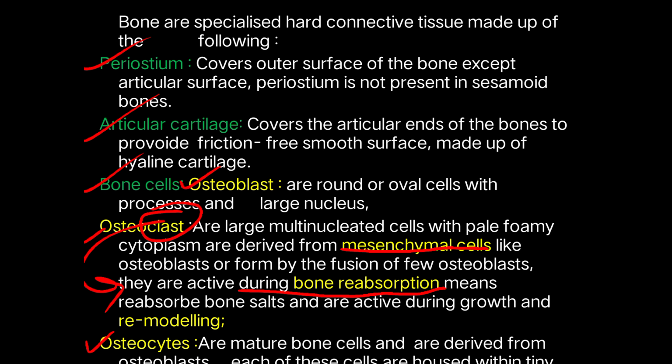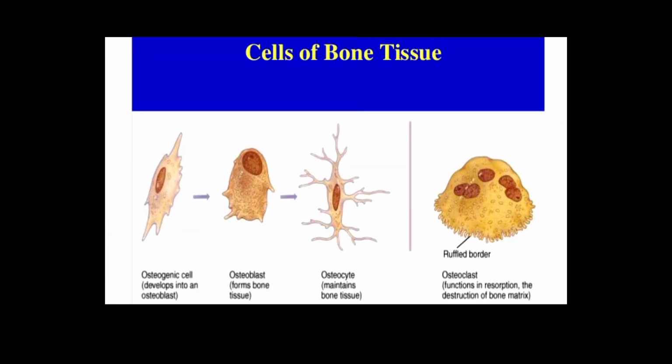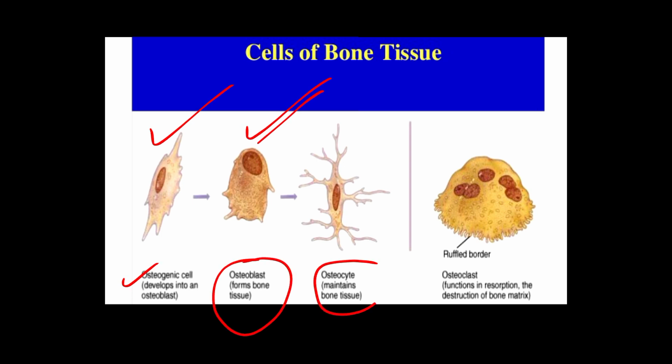Then osteocytes are mature bone cells derived from the osteoblasts. When osteoblasts mature, they are known as osteocytes, and each of them is housed within a tiny space called a lacuna, similar to the chondrocytes we have seen. Now in this photograph we can see the osteogenic cells develop into an osteoblast. This is the osteogenic cell, this is the premature cell, this is the osteoblast, which forms bone tissue. And these are the osteocytes, the main bone tissue cells that maintain the bone tissue.